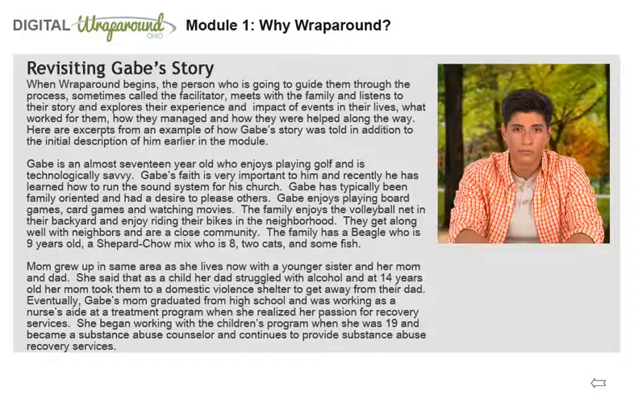Here are excerpts from an example of how Gabe's story was told, in addition to the initial description of him earlier in the module. Gabe is an almost 17-year-old who enjoys playing golf and is technologically savvy. Gabe's faith is very important to him, and recently he has learned how to run the sound system for his church. Gabe has typically been family-oriented and had a desire to please others. Gabe enjoys playing board games, card games, and watching movies. The family enjoys the volleyball net in their backyard and riding their bikes in the neighborhood. They get along well with neighbors and are a close community.